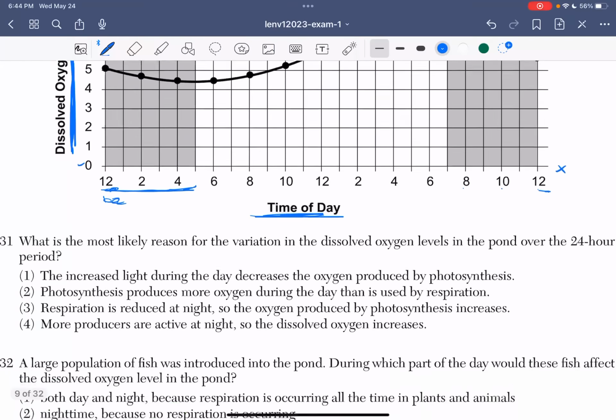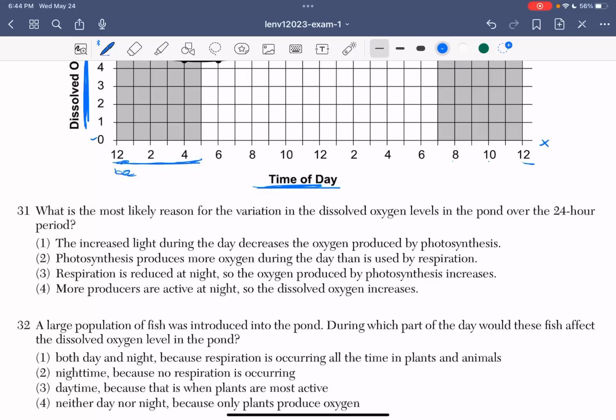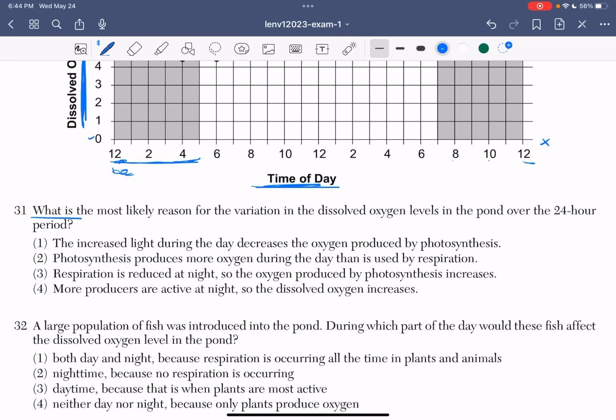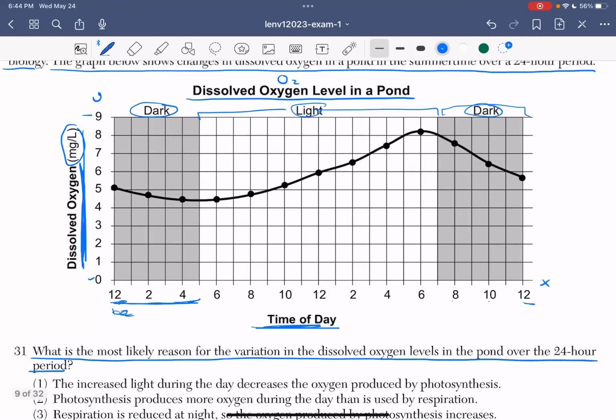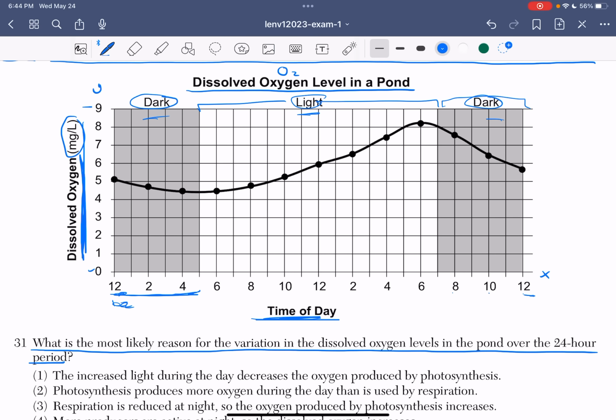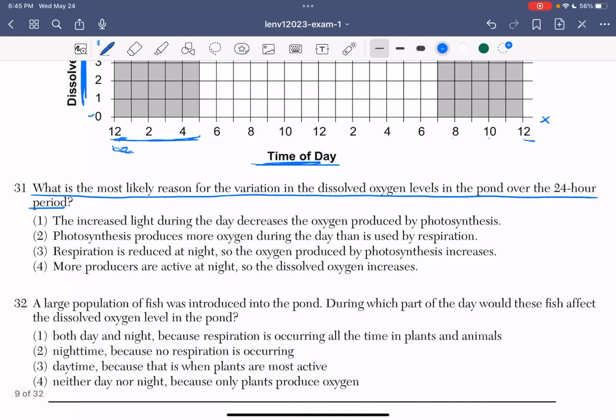Okay, so let's take a look at question 31. What is the most likely reason for the variation in the dissolved oxygen levels in the pond over the 24-hour period? So it's definitely going to have to do with the light, okay? Oxygen changes depending on the light source. Okay. So let's take a look at the answers and see which one makes the most sense for number 31.